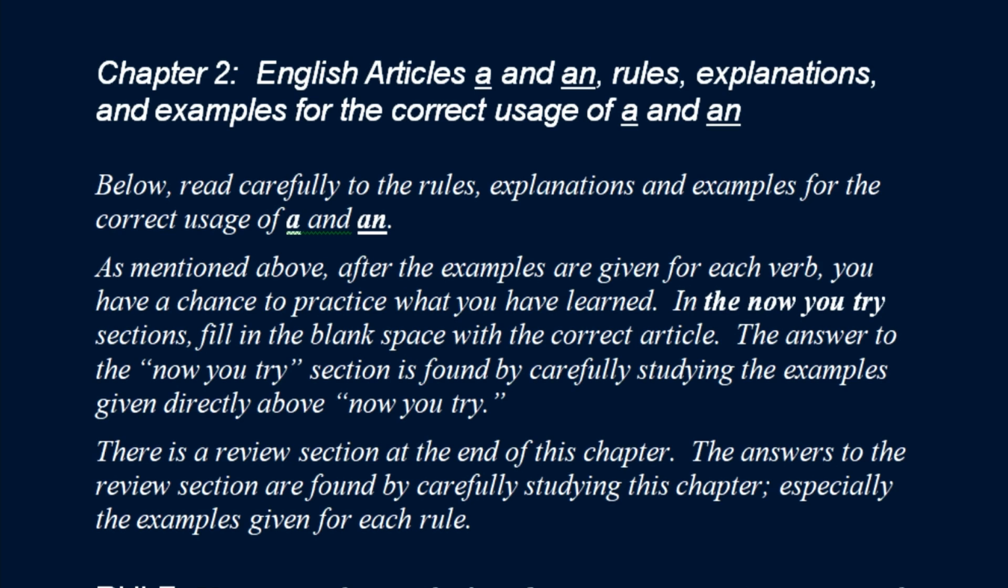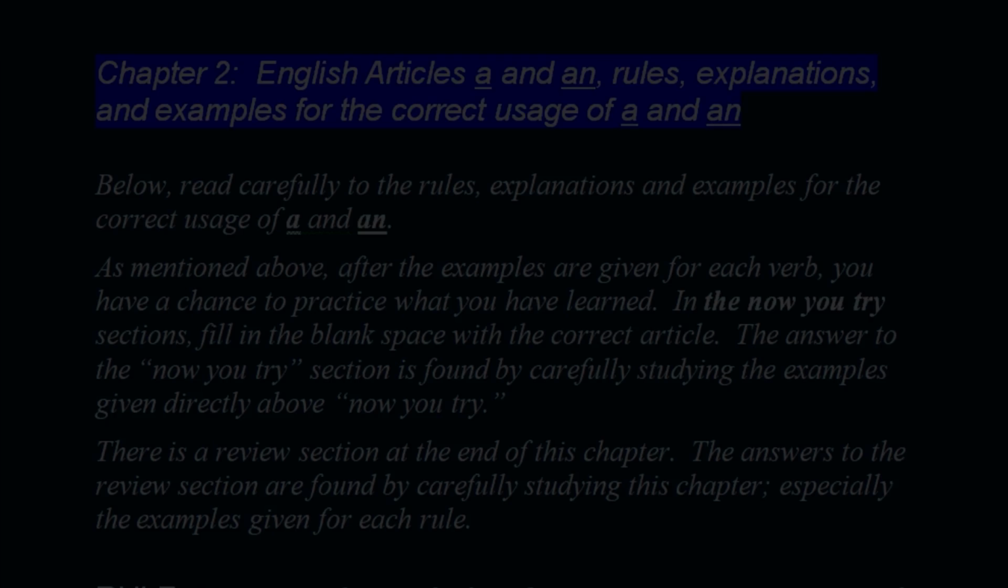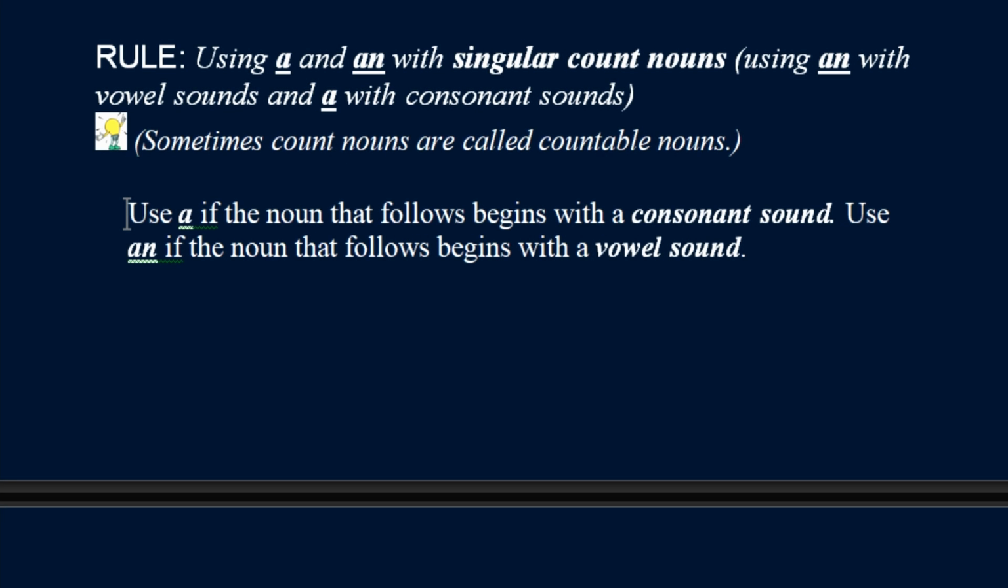Chapter 2. English articles a and an: rules, explanations, and examples for correct usage of a and an. Rule: Use a and an with singular count nouns, using an with vowel sounds and a with consonant sounds. Sometimes count nouns are called countable nouns.